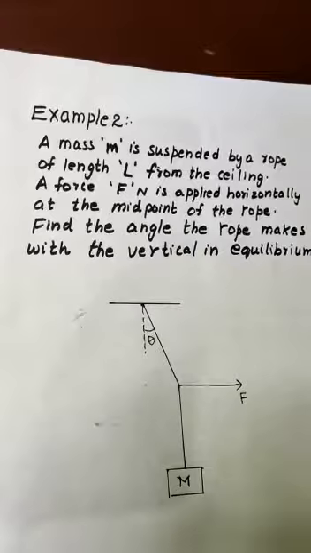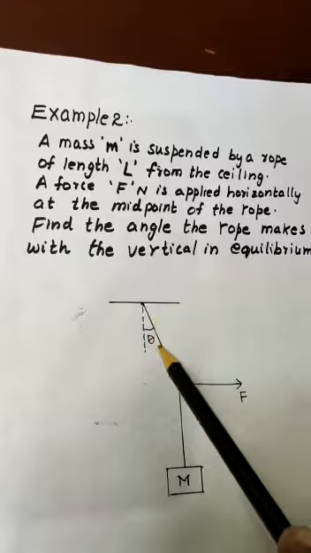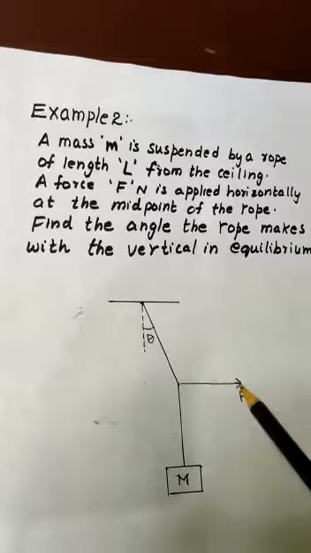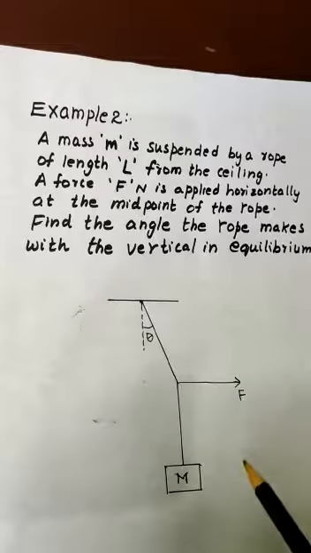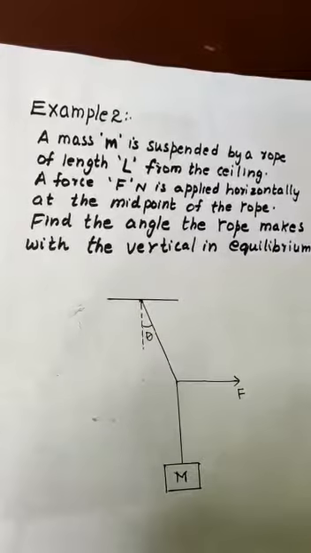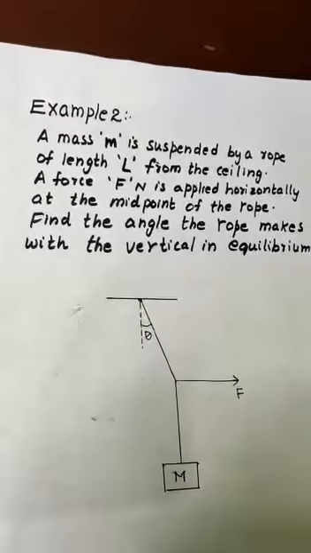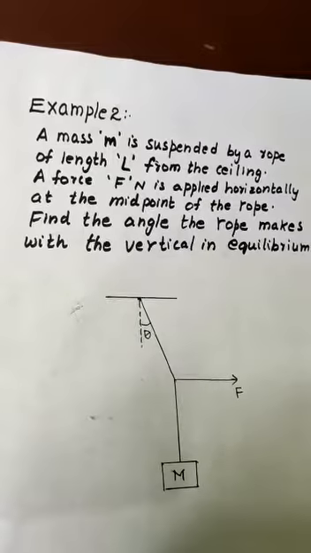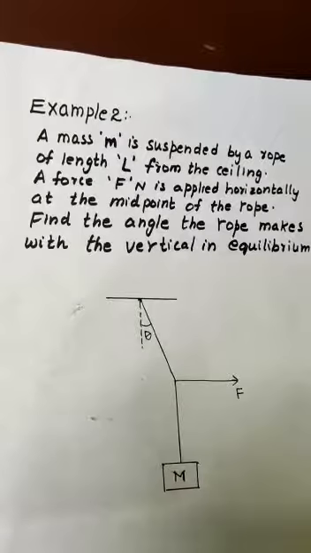So according to the question, the length of the rope is L and a force which is horizontal is pulling it to the right so that the rope makes an angle theta with the vertical. Now we have the mass of the block as m. How do we draw the free body diagram and calculate the angle? Let us try to look at the diagram in an elaborate way.